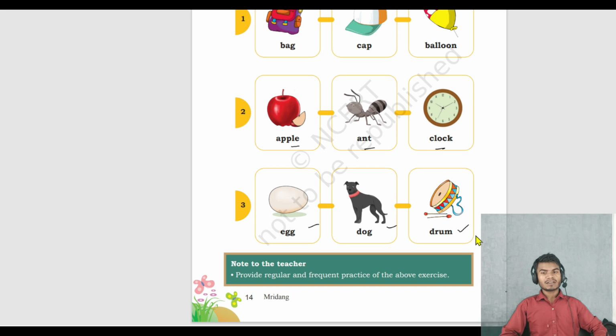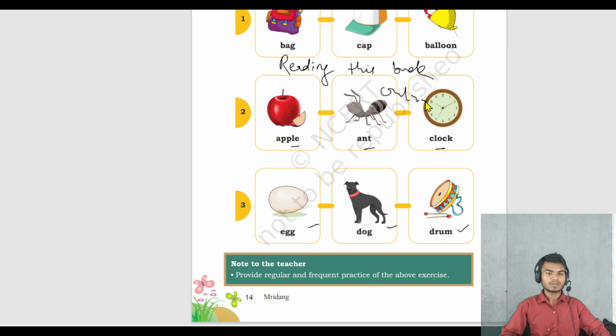Okay, now we have finished the first unit of the first class. We are learning reading only. We are reading this book only. We are not focusing on understanding the book, we are focusing only on pronunciation, so that we are reading the book.